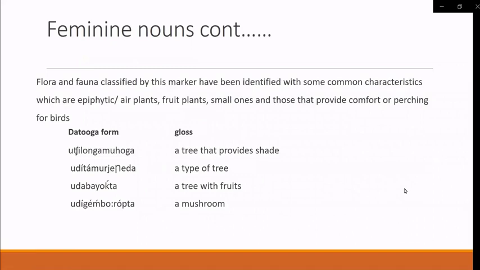If we go back and look at the types of tree, a mushroom is small again. This tree here is a small one and provides shade to calves or lambs, young animals that don't go far away for grazing. So they sleep under the shade of this tree. So we can see here also the essence of small size classified using the uda prefix.